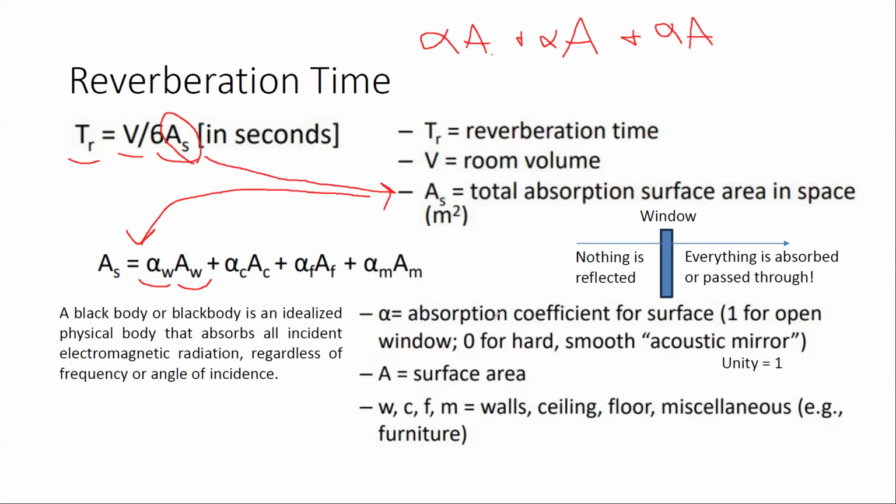Now, the only important thing to remember, and it's normally confused, is that the alpha or the absorption coefficient of the surface for an open window is 1. And 0 for hard, smooth surfaces known as acoustic mirrors.